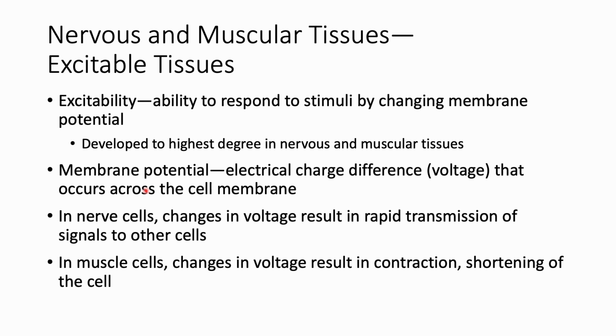We learned in chapter 2 that when we place salts in water, they become electrolytes, and voltage can be transmitted in those solutions of electrolytes. That is what we have within our cells. Yes, we can have an electrical charge difference across our cell membranes. In nerve cells, changes in voltage result in rapid transmission of signals to other cells. And in muscle cells, changes in voltage result in contraction and shortening of the cell. So these are our nervous and muscular tissue.